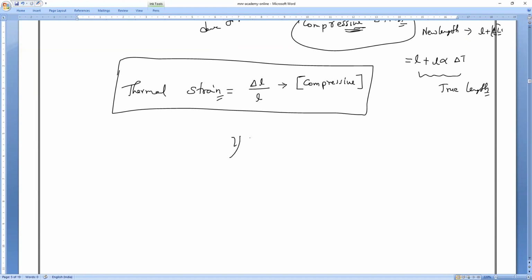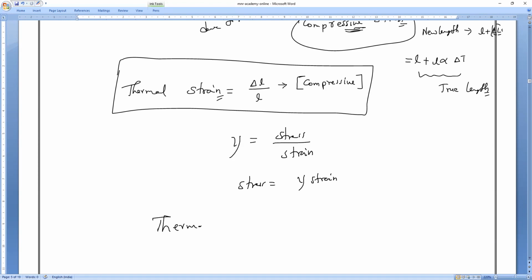We all know Young's modulus is equal to stress divided by strain. So from that I will write stress is equal to Young's modulus into strain. Now from that I will replace that strain with delta L by L.